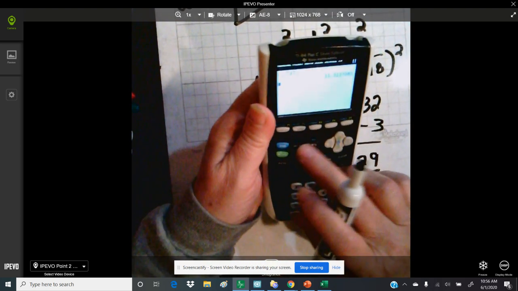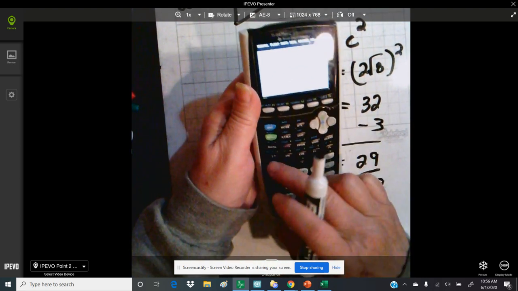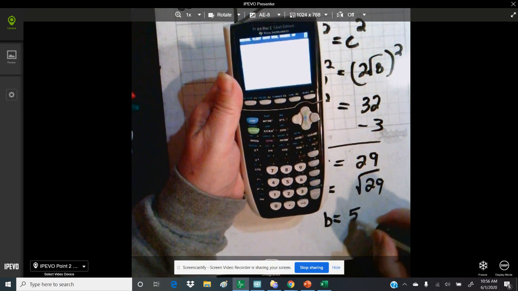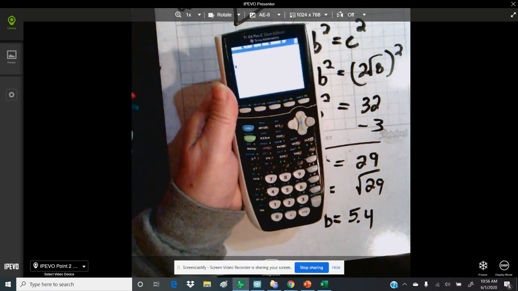And I will go to my calculator and I'll go the square root of 29 and it equals, and I'll get B is 5.4 if I round it to one decimal place.